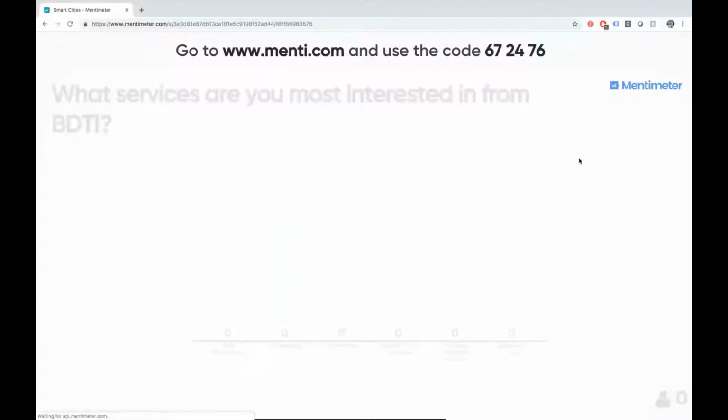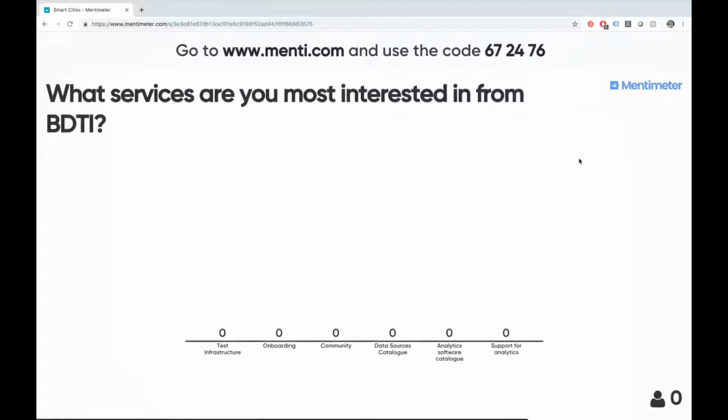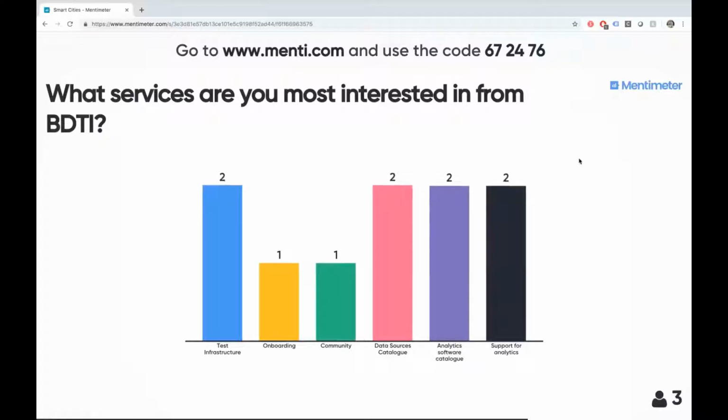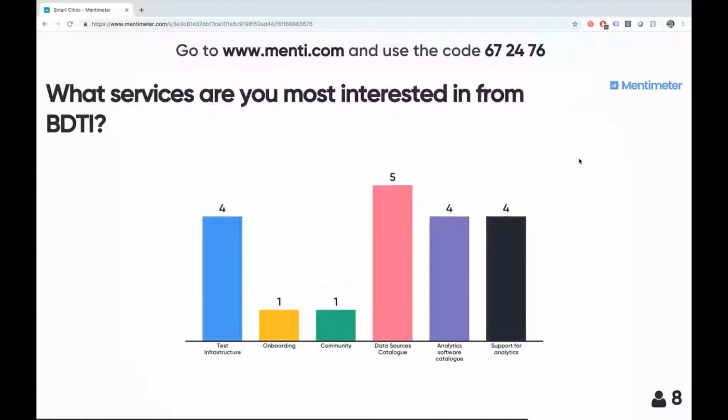Okay. So the next question is, what services are you most interested in from the BDTI? As I explained previously, we have the infrastructure itself, but we also provide support for onboarding. We have a community building portal that we're working on, a data sources catalog and the software catalog. And the support for analytics refers to the fact that you might be interested in experimenting with big data, but you lack the needed skills. And the service is planned to go live by the end of the year. But it's interesting to know your interest for the specific services.